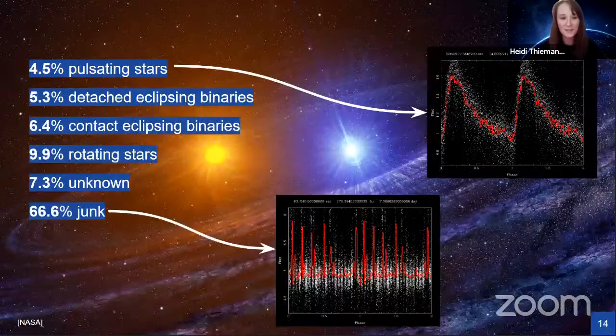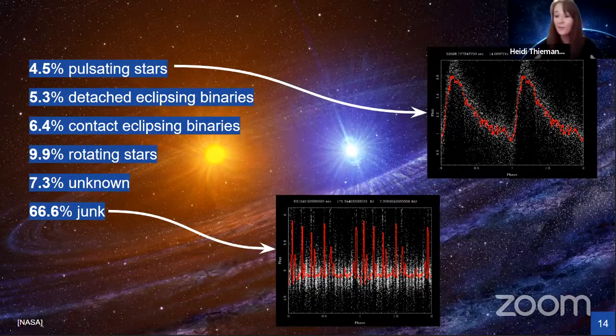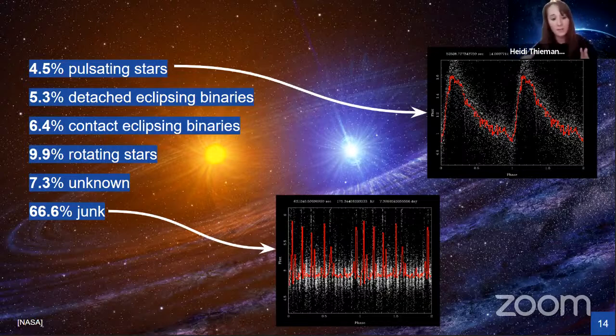But some of the things we've identified so far is that a lot of the light curves are junk, and that's absolutely fine. It's fine to find data which is rubbish and then go, actually, you know what, that's not useful. We're going to put it to one side and focus on the interesting things. So we found around 30 to 40% of stars in our data set are interesting and useful. And out of those, we found some really interesting things.